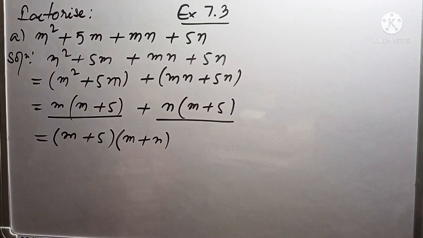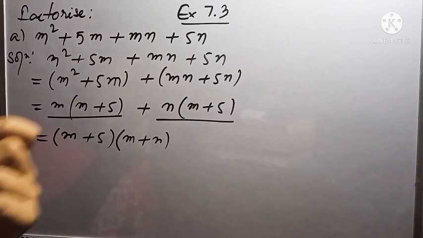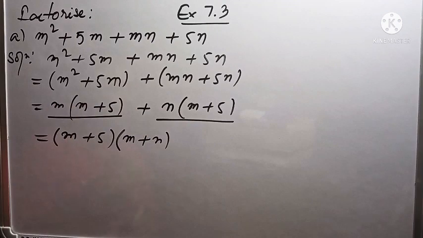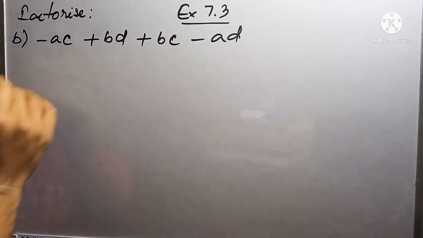Here I want to put a very important point. When you make the group, you should be able to extract some common factor. Even though you make the group, if you cannot find the common factor, then you should be looking for another grouping. We have question B, minus AC plus BD plus BC minus AD. Okay, like question A, we have here 4 terms. Solution.